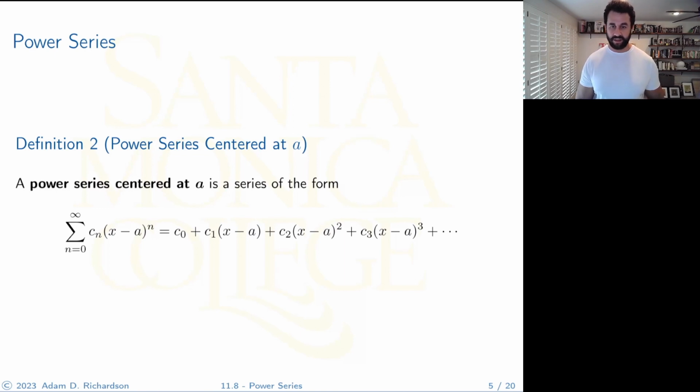Power series centered at A. Oh yeah, and this is just the expanded form. So just writing out these terms, c0 times (x minus a) to the 0 gives you c0. c1 times (x minus a) to the 1 gives you c1 times (x minus a). c2 times (x minus a) squared. c3 times (x minus a) cubed, and so on. I feel like I've said "and so on" 100 times now.